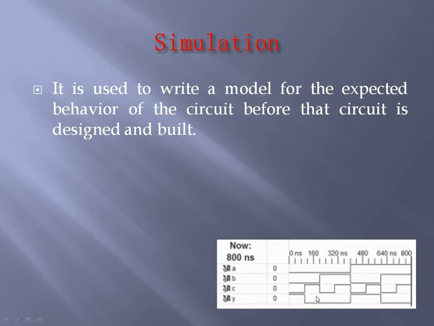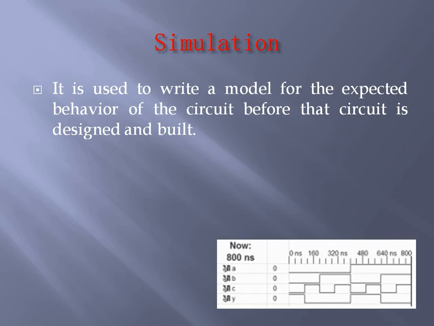Suppose it is a NOR gate. What is the output of a NOR gate? Only when all the inputs are 0, the output is 1. For all other inputs, the output is 0. This is how you can verify and say yes, my output is correct.